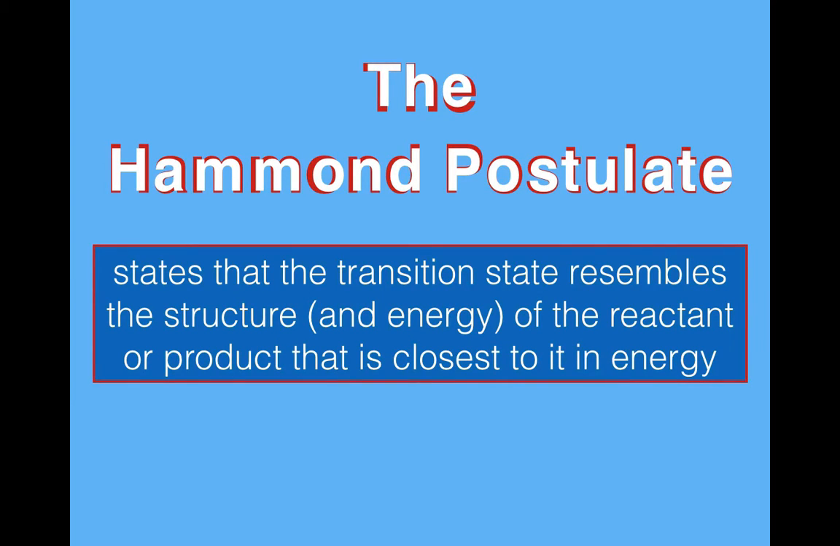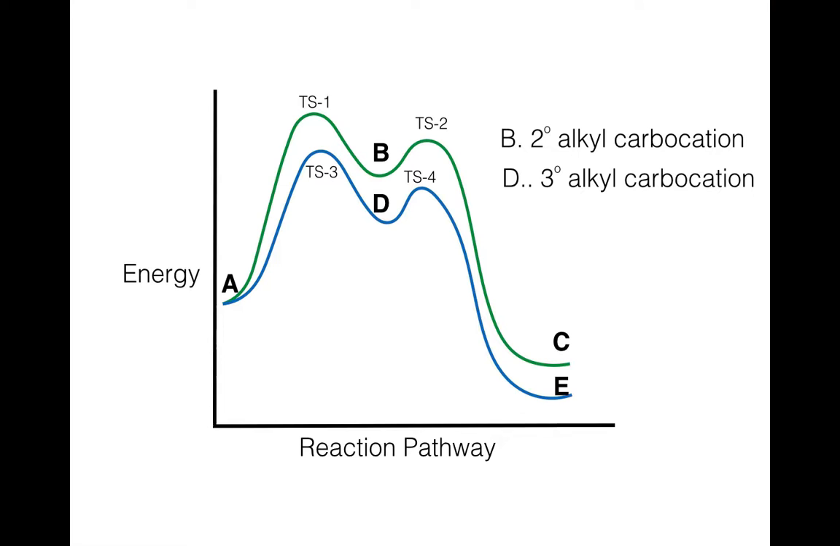In this video we're going to be discussing the Hammond Postulate, which states that the transition state resembles the structure and energy of the reactant or product that is closest to it in energy. Okay, so we're going to be looking at it in two ways, the structure and energy signature.